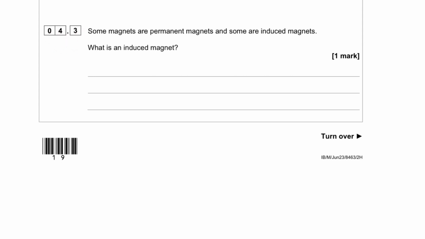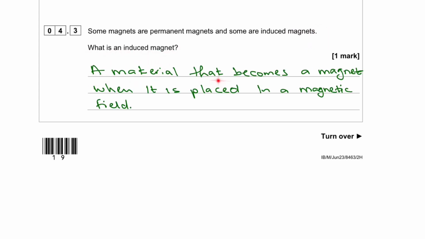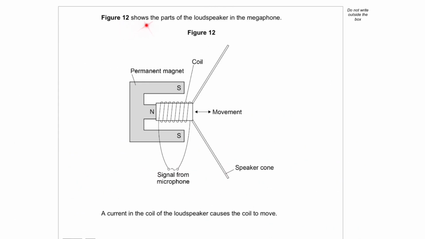Question 4.3. Some magnets are permanent magnets, and some are induced magnets. What is an induced magnet? A material that becomes a magnet when it is placed in a magnetic field. Figure 12 shows the parts of the loudspeaker in the megaphone. A current in the coil of the loudspeaker causes the coil to move.